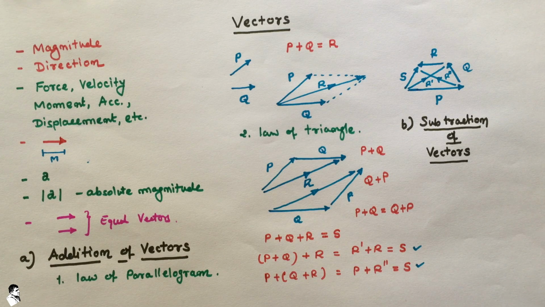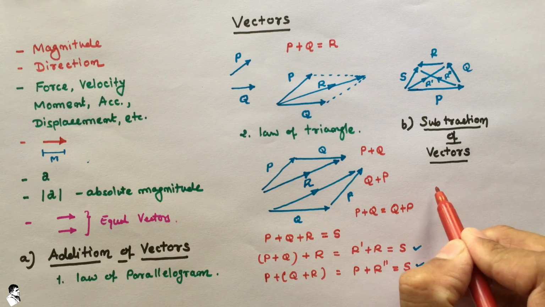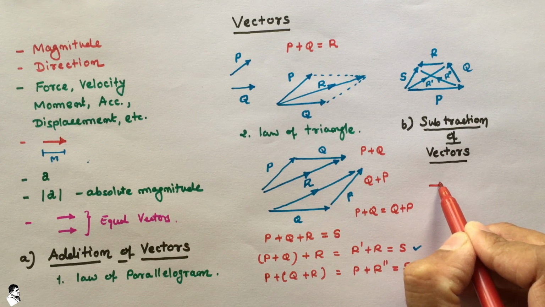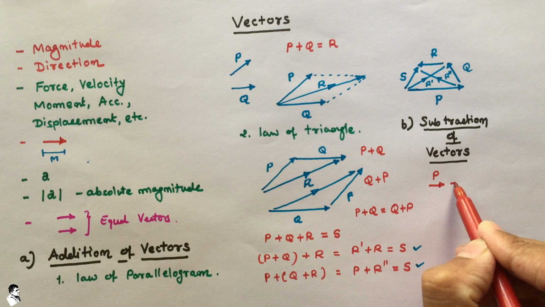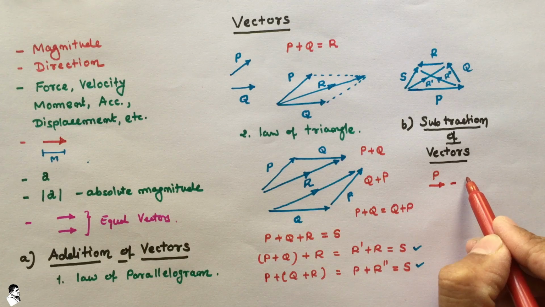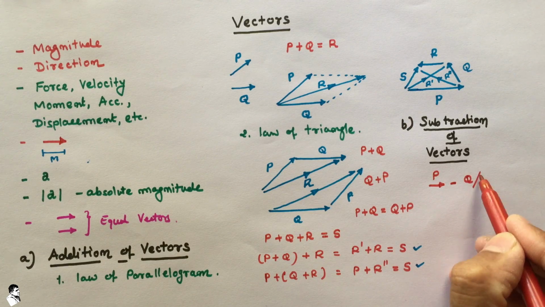Also we know that the negative vector of a given vector Q is one that has the same magnitude Q but the direction opposite to that of Q. So we can subtract the vector Q from P. So this is our vector P, and this is our Q.